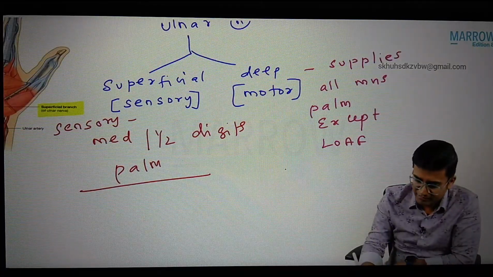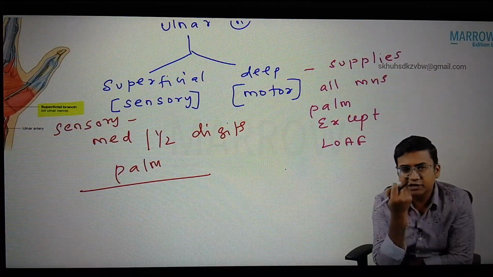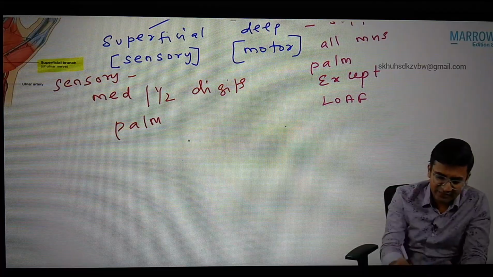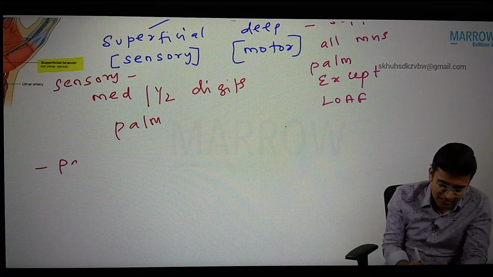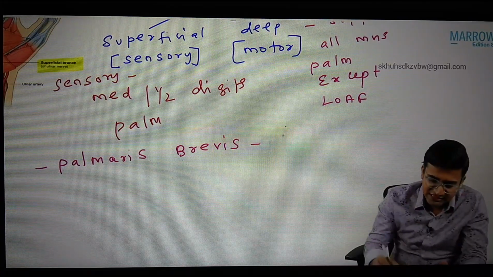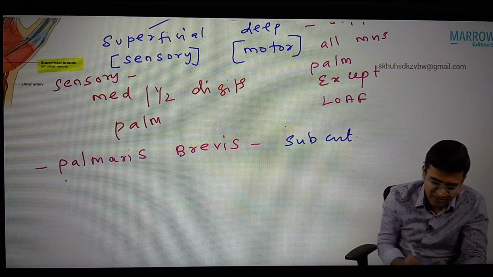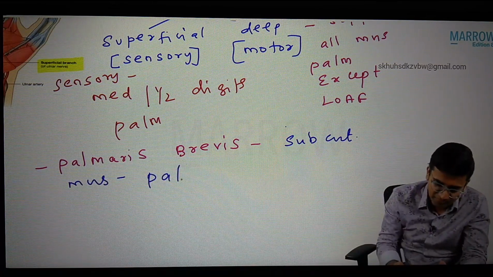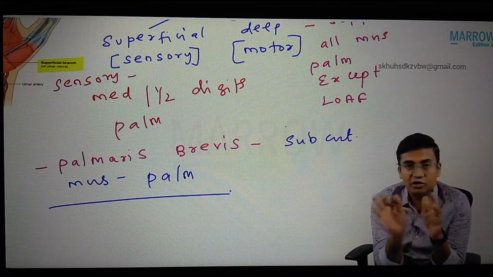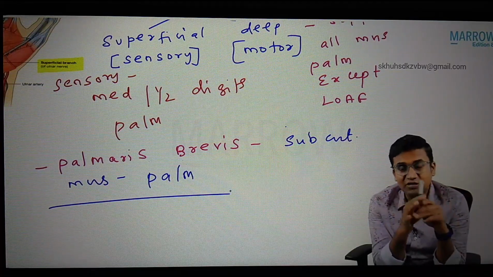Now one important point about the superficial branch is that it gives motor supply to one small muscle in the palm. That muscle is present subcutaneously. That muscle is palmaris brevis. So palmaris brevis is the small subcutaneous muscle present in the palm. This muscle is supplied by the superficial branch of the ulnar nerve, not the deep branch. Okay. So palmaris brevis is supplied by the superficial branch of the ulnar nerve.